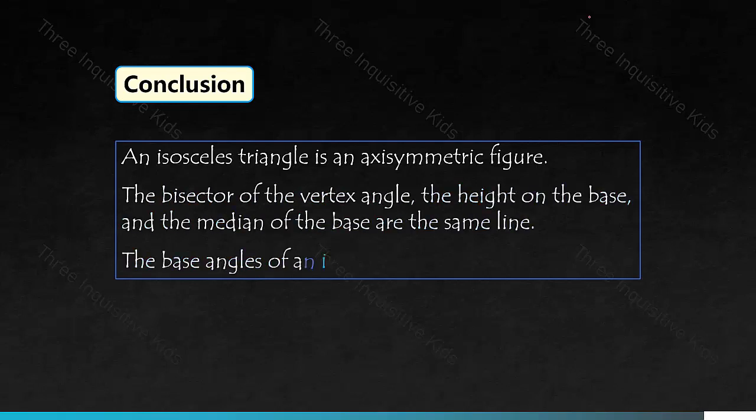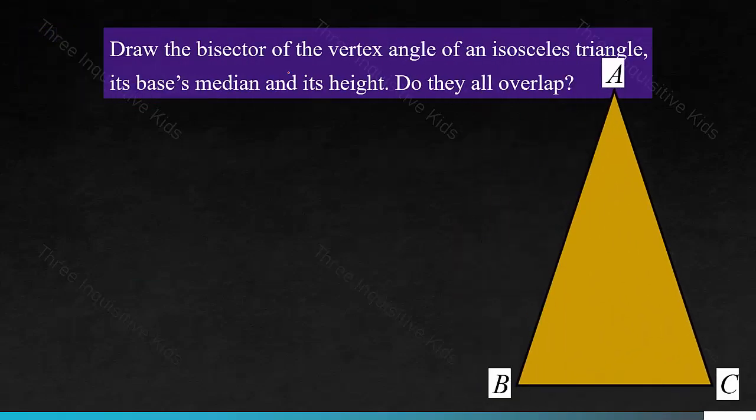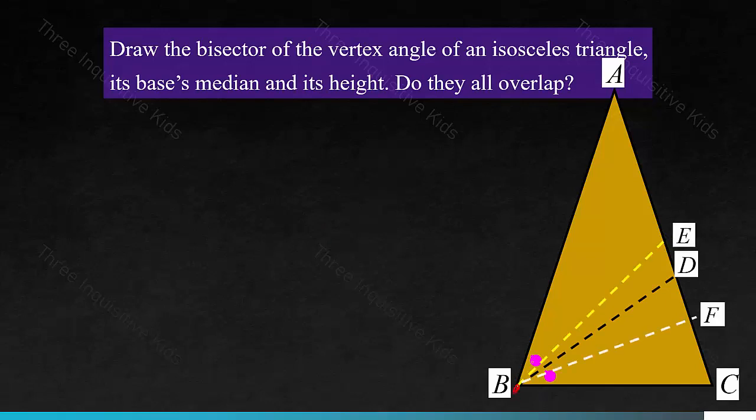The bisector of the vertex angle, the height on the base, and the median of the base are the same line. And the base angles of an isosceles triangle are equal. Now I want you to draw the bisector of the vertex angle of an isosceles triangle, its base median, and its height. Do they all overlap? Well, if you start from point B, these are all different lines. For example, in this case, BF is the height, BD is the angle bisector, BE is the median.